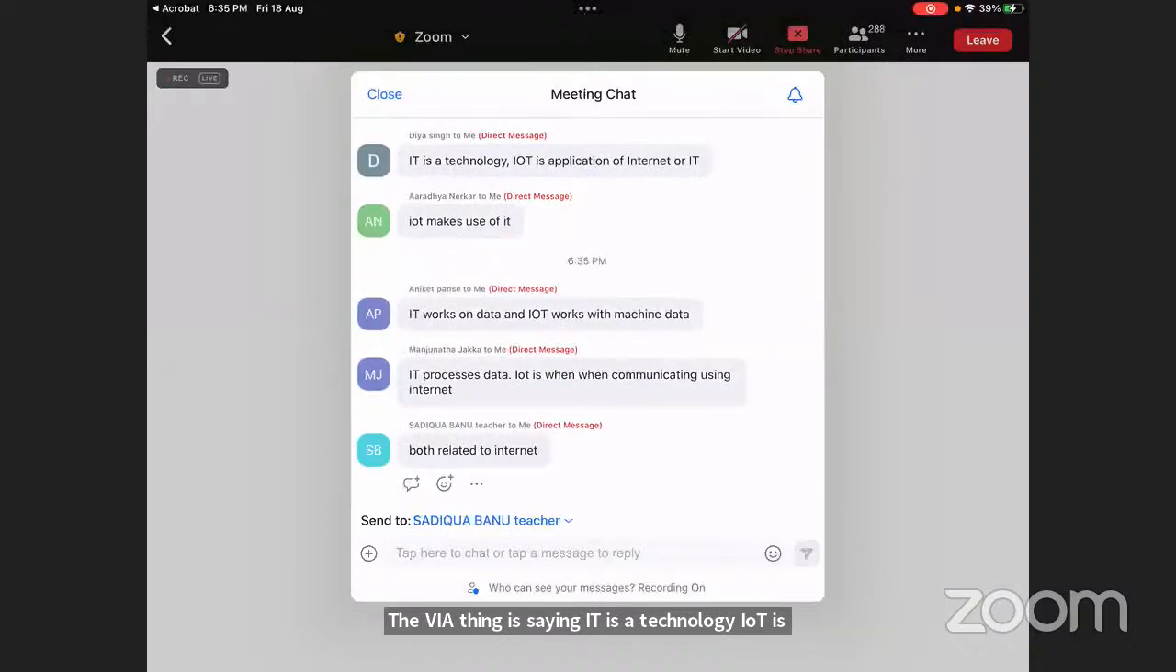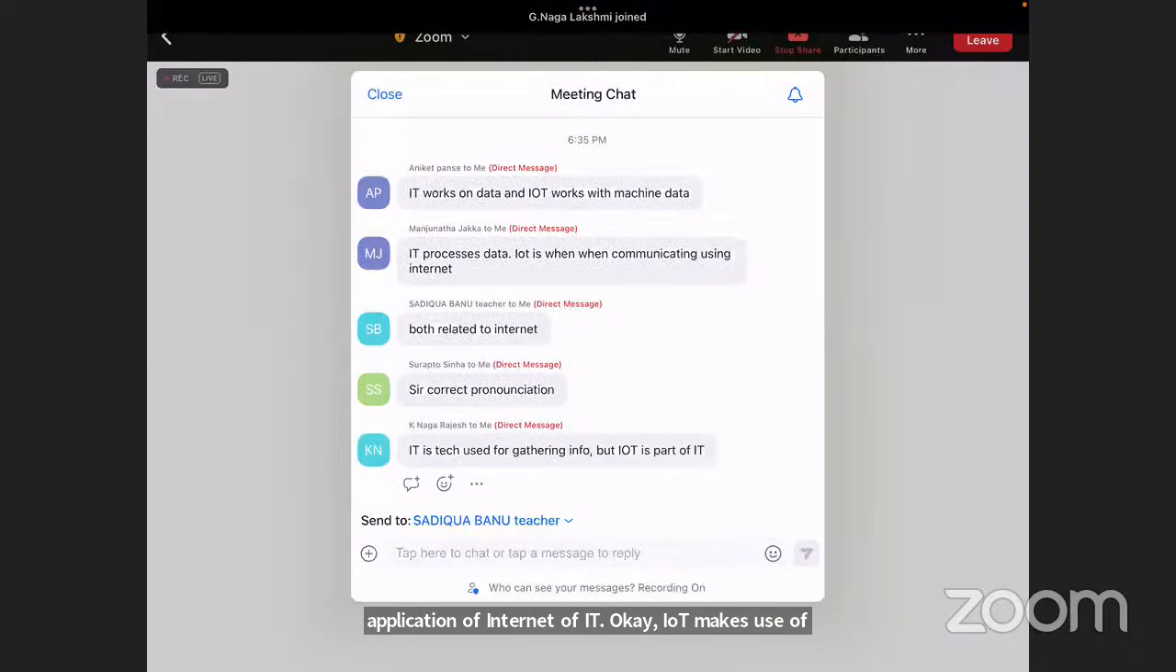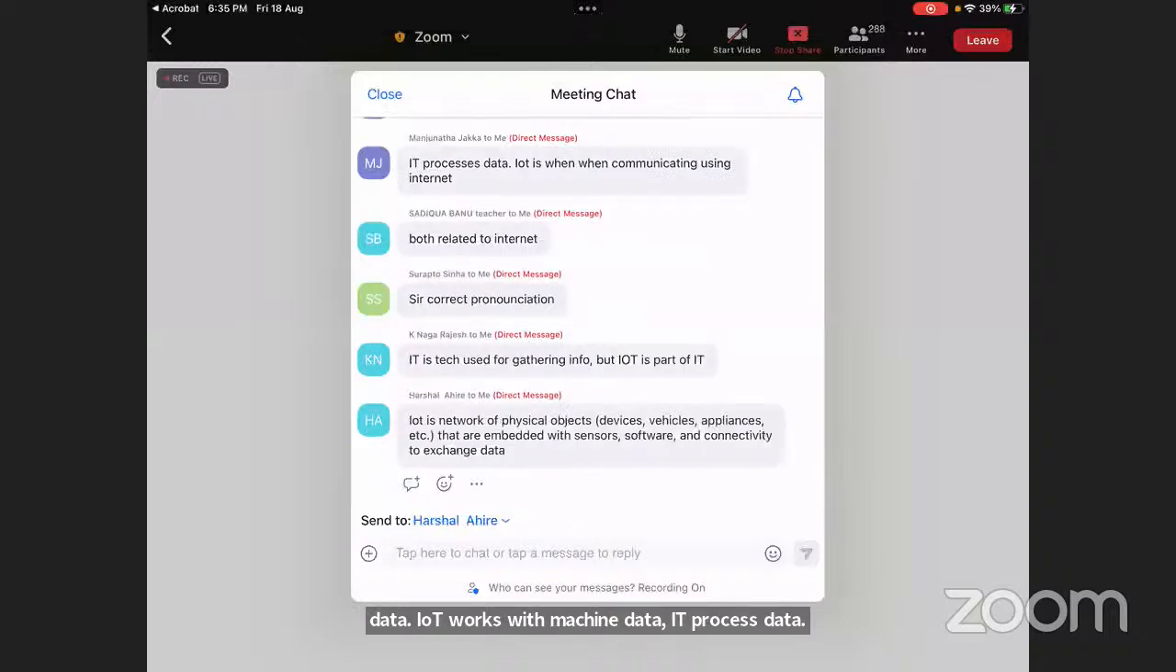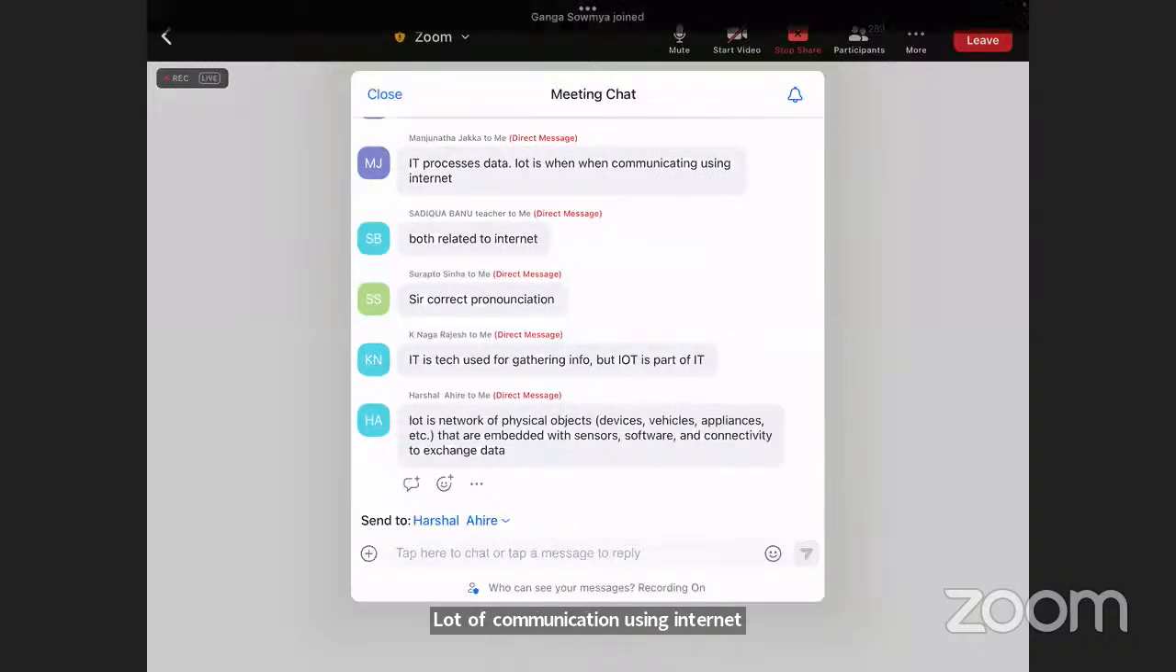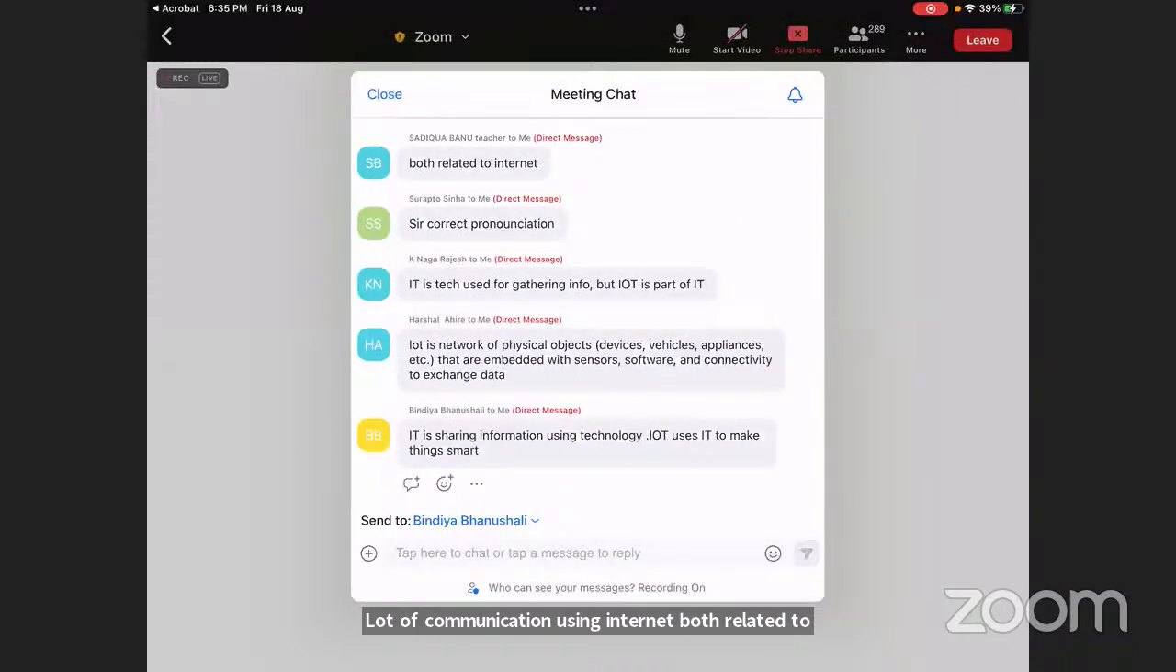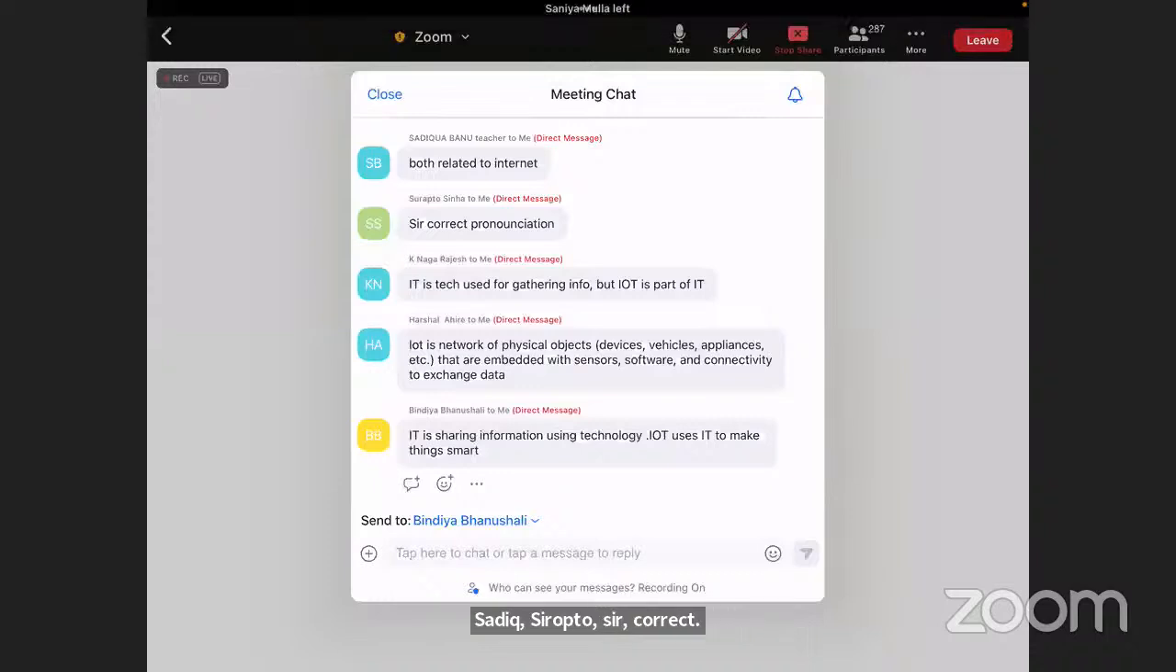Yeah, this is a valid point, a good point. IT works on data, IoT works with machine data, IT processes data, a lot of communication using the Internet, both related to the Internet. Yeah, both related to the Internet, right? Surapto, sir, correct pronunciation, thank you. Naga says IT is tech used to gather info, but IoT is part of IT. Yeah, Naga, you said it correctly.